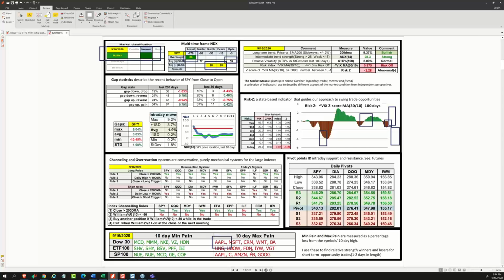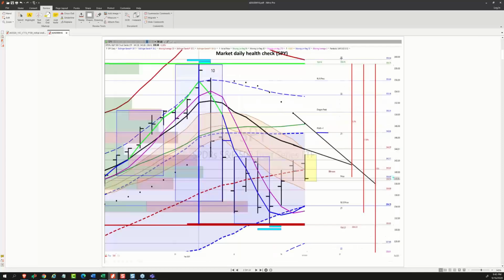Max pains are still all of the techs: Google, Facebook, Amazon, Apple, and Citibank. How did Citibank even get in there? It's all the techs. And the non-techs are the ones that are holding up the best. Risk C is still showing a risk off, don't swing trade. It's abnormally vulnerable.